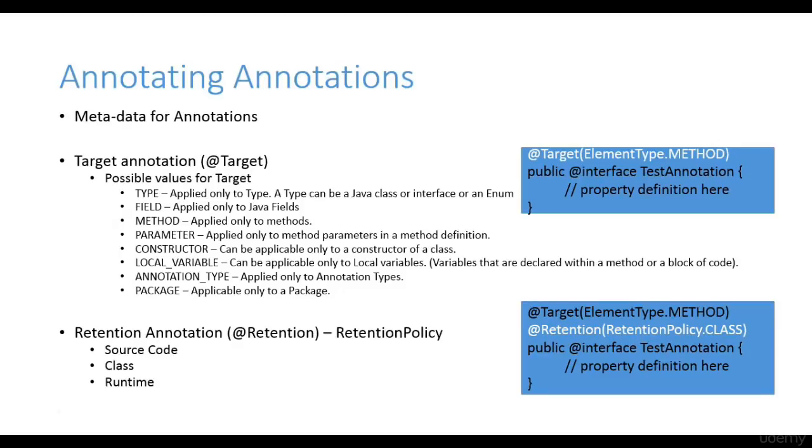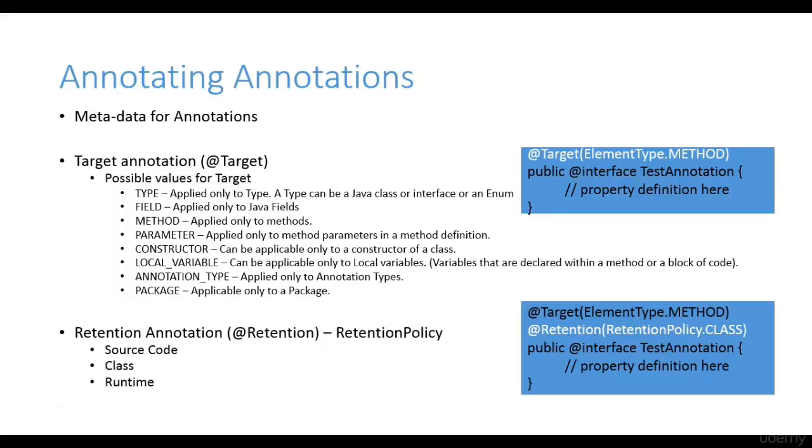There are quite a few target types that get applied at pretty much every element level of a Java class or an interface. As you see here on the slide, the possible values for target types are TYPE, and the type target is applied only to a type, and a type can be a Java class or an interface or even an enum or even an annotation itself. And the field target is applied only to Java fields and even applies to enum constants. Then the method target is applied only to methods. The parameter target is applied only to method parameters in a method definition. And the constructor target can be applicable only to a constructor of a class.